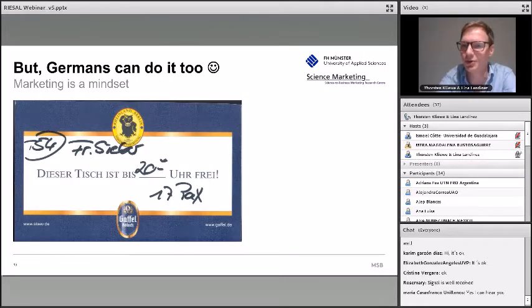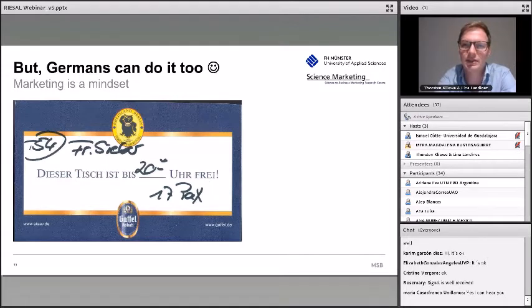And this is a German example. Unfortunately, most of you will not be able to read it, but I will explain it to you. This is a little sign which you find on some tables in restaurants. Usually you will find a sign which says, this table is occupied from 8 p.m. onwards. But you can also do that in a different way, and this is an example of this. It says, this table is free until 8 p.m. It basically gives you the same kind of information. So the table is occupied from 8 p.m. or free until 8 p.m. It's basically the same.